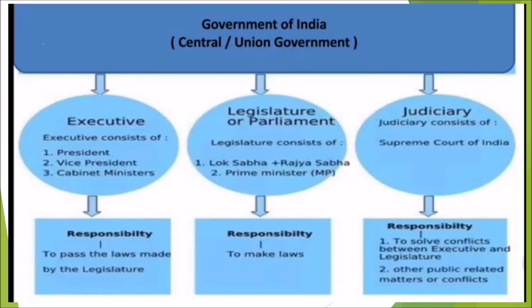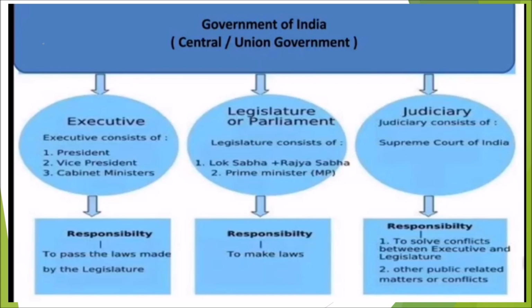The Government of India, central or union government, is classified into 3. The first one is executive, the second one is legislature or parliament, and the third one is judiciary. Executive consists of the President, Vice President and cabinet ministers. What is the major responsibility of the executive branch? It is to implement the laws made by the legislature.